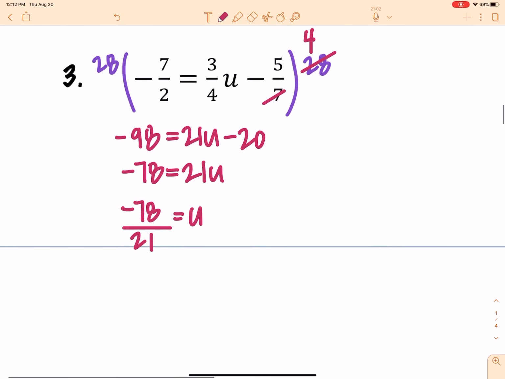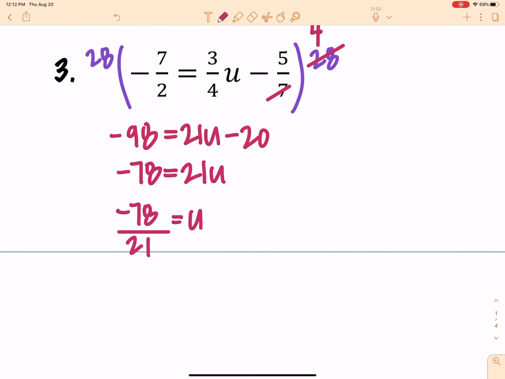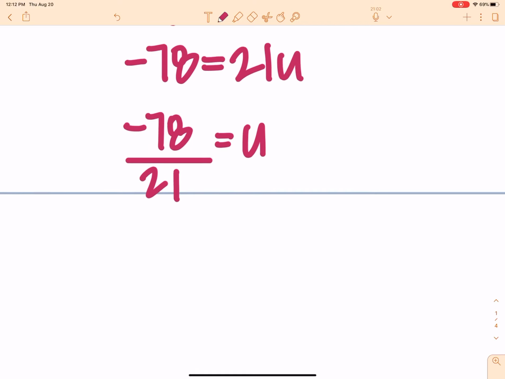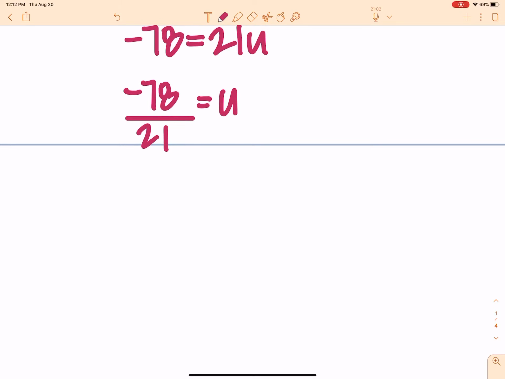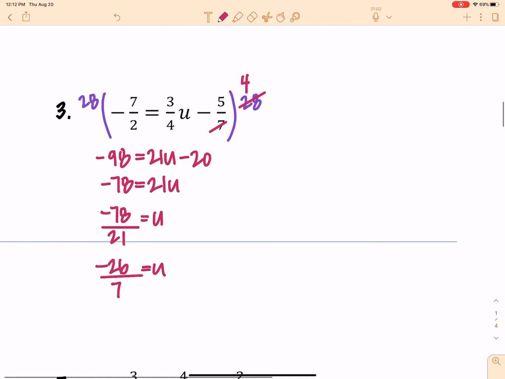and then we decide, can we reduce our fractions? Here we can. They're both divisible by 3. If you don't know the trick for divisibility by 3, you add the digits together and see if that sum is divisible by 3. So for example, is 78 divisible by 3? Well, 7 plus 8 is 15, and 15 is divisible by 3, so 78 is divisible by 3. Just in case you don't know that. Same thing with 21. I think we know off the top of our heads that 21 is divisible by 3, but 2 plus 1 is 3, so that's why it's divisible by 3. Little fun fact for the day. So negative 26 over 7 would be your final answer.